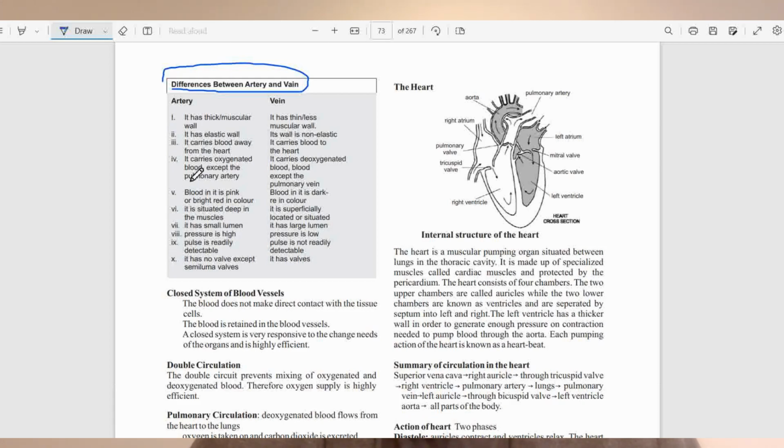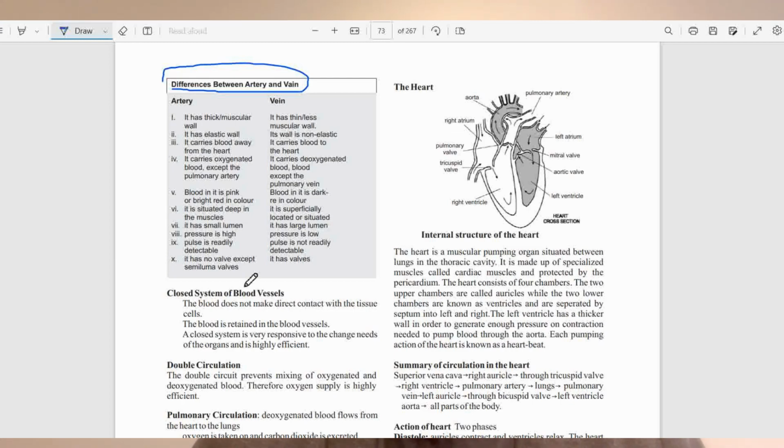For example, an important one is that arteries usually carry oxygenated blood, that's blood rich in oxygen and poor in carbon dioxide, while veins usually carry blood that is rich in carbon dioxide but poor in oxygen. That's called deoxygenated blood. For these that I mentioned, there are also exceptions, which are the pulmonary artery and pulmonary vein. They do the opposite.